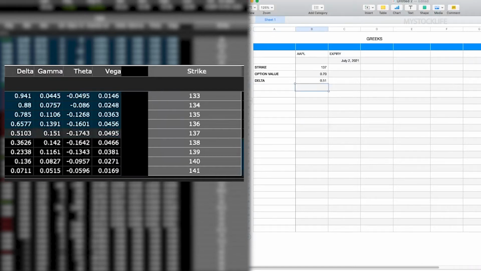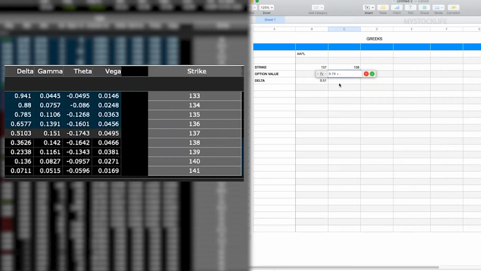Now, if Apple moves up $1 the same day, so let's say Apple from 137 ends up going to 138, right? How much will your option be? So your option you bought for 70 cents. So first you go 70 cents.